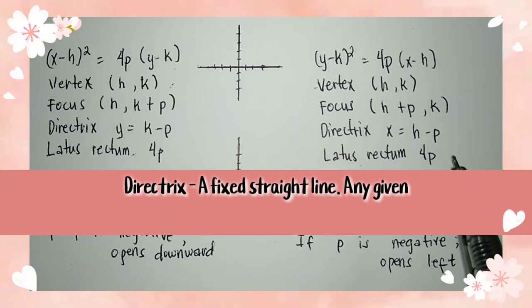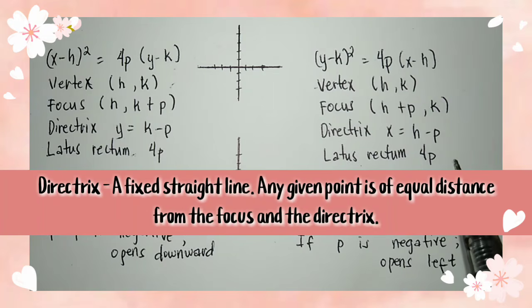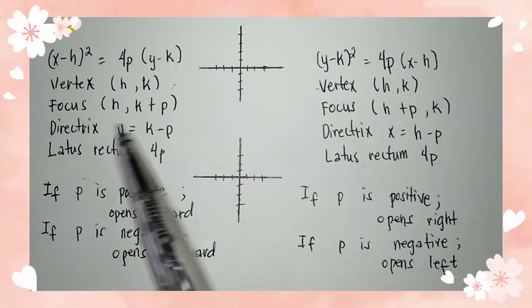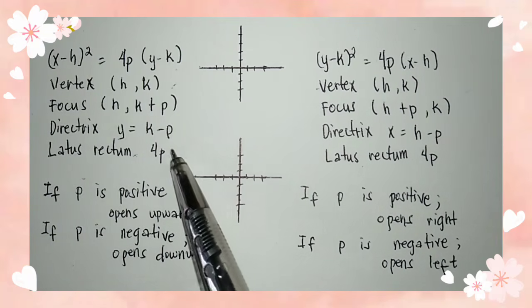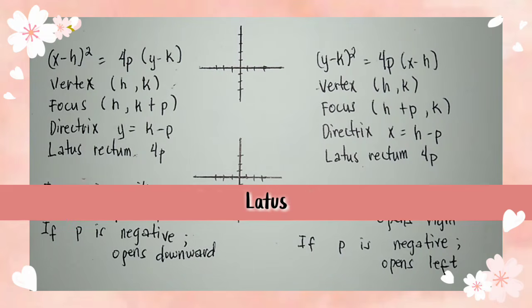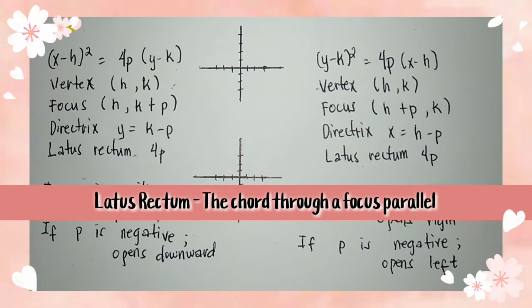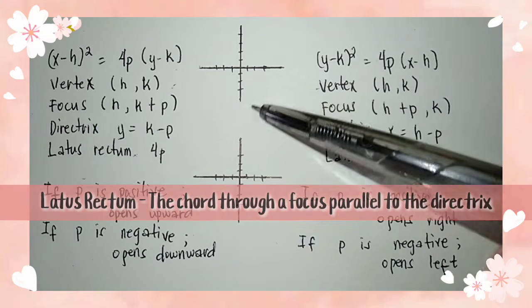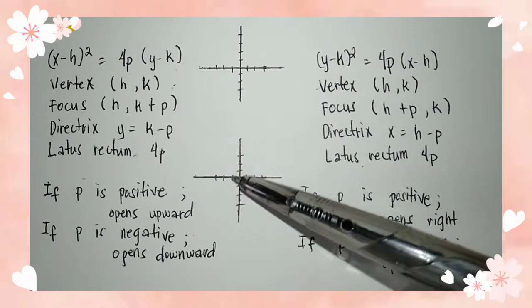So, yung directrix naman natin, ito yung fixed straight line. Okay? Next is the latus rectum. Take a look at that. We have 4p and 4p for a latus rectum. So, what do you mean by a latus rectum? It is the chord through a focus parallel to the directrix. So, later on, i-discuss natin yan using this Cartesian coordinate plane.